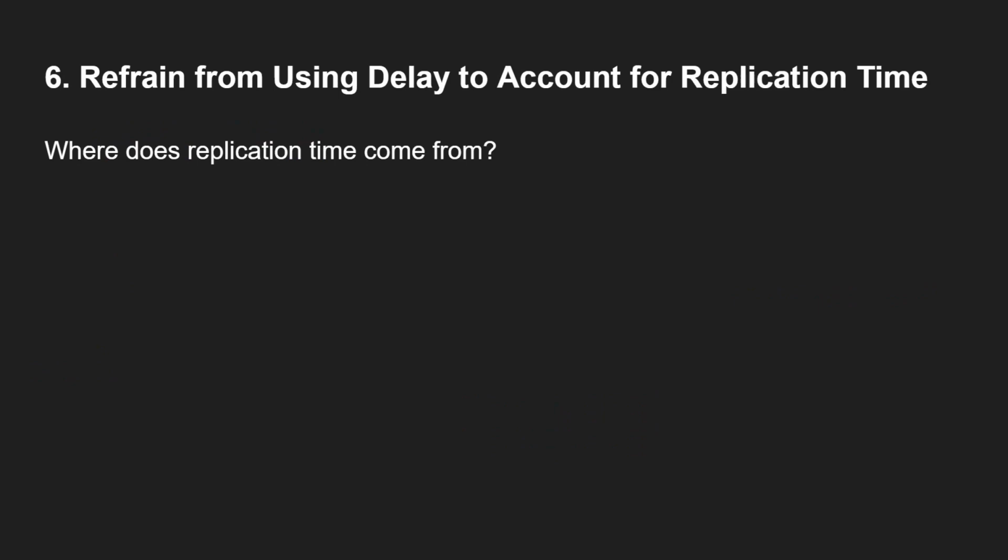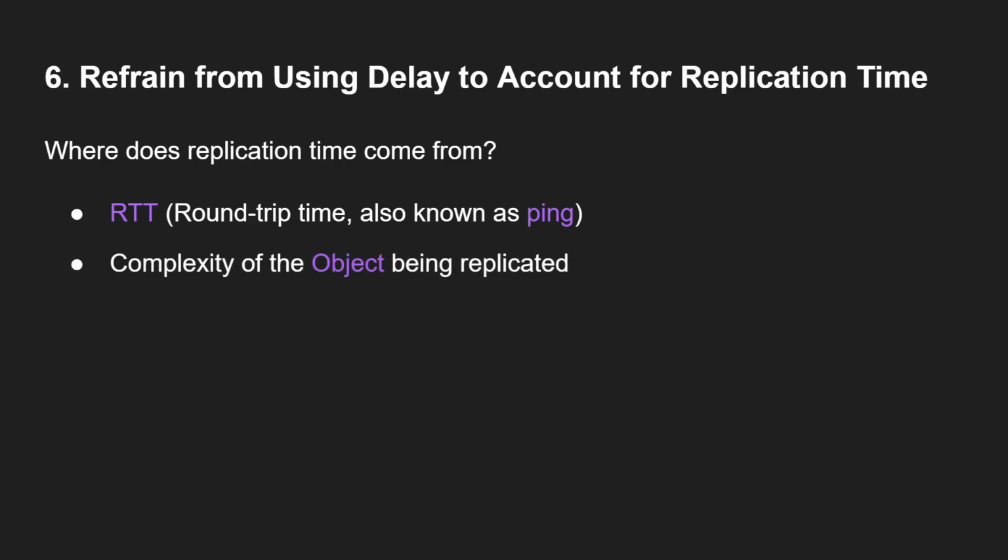Okay, so tip number 6: refraining from using Delay to account for replication time. And with replication time, I mean the time it takes for an actor or an object to replicate. You might have asked yourself, where does replication time come from? It comes from several factors. One of them is the RTT, round trip time, also known as ping. Also the complexity of an object being replicated.